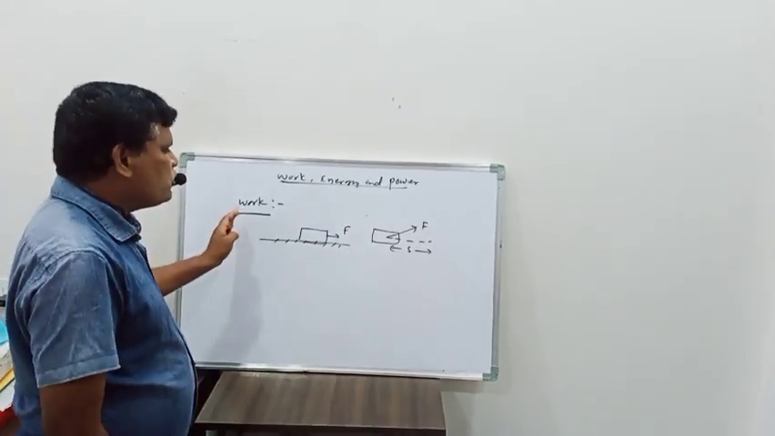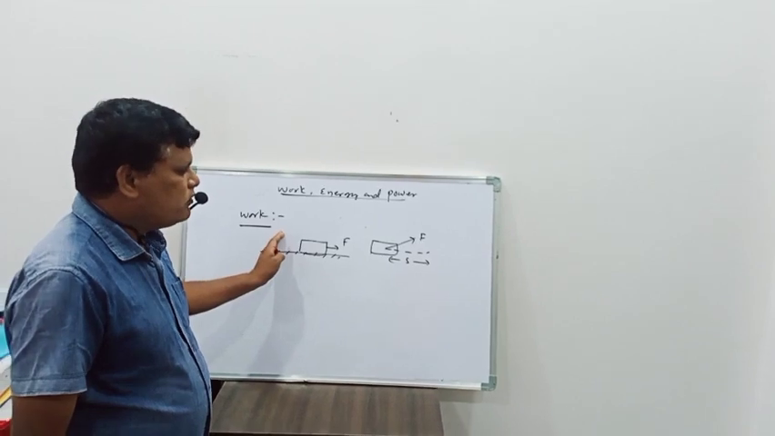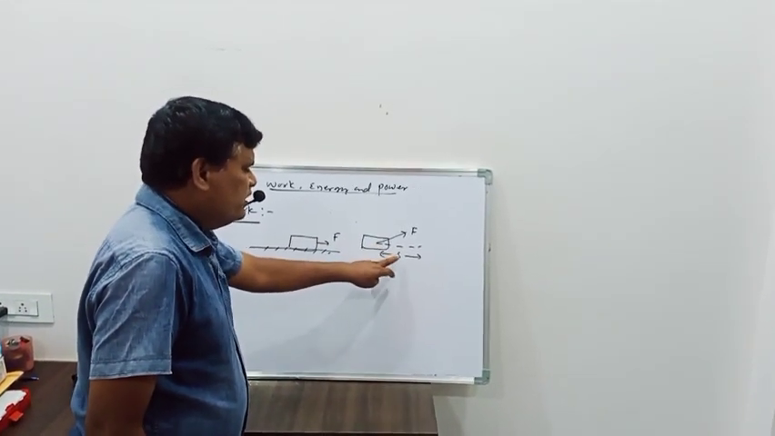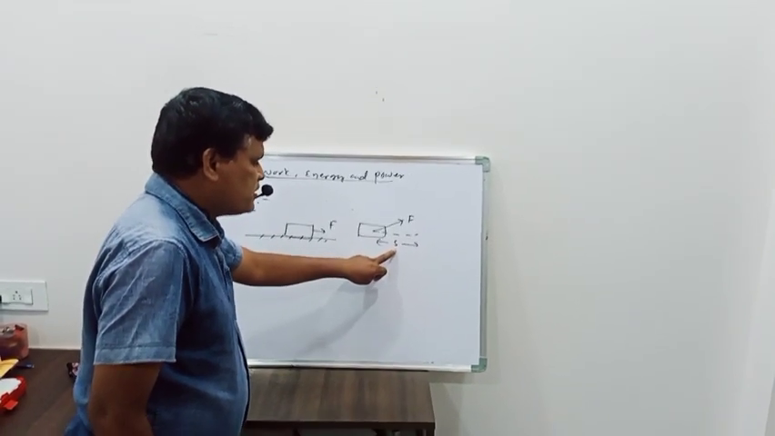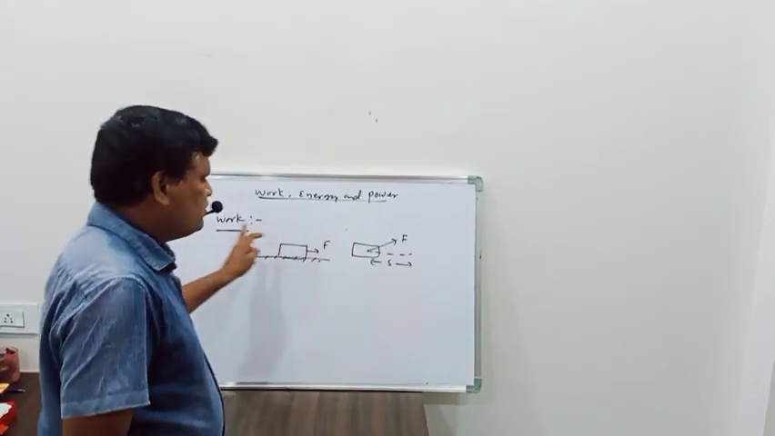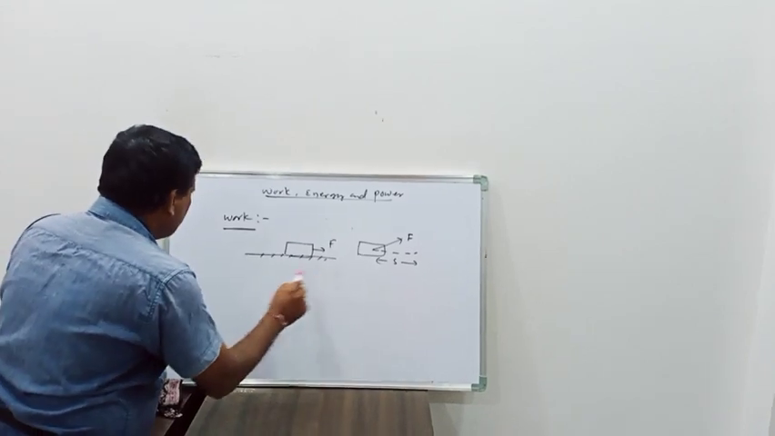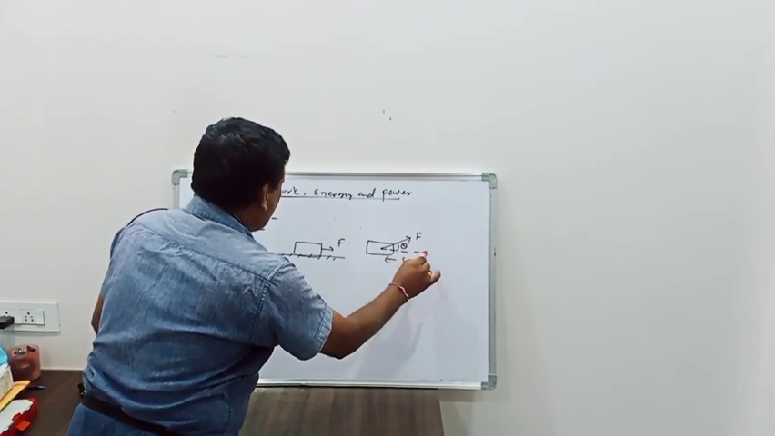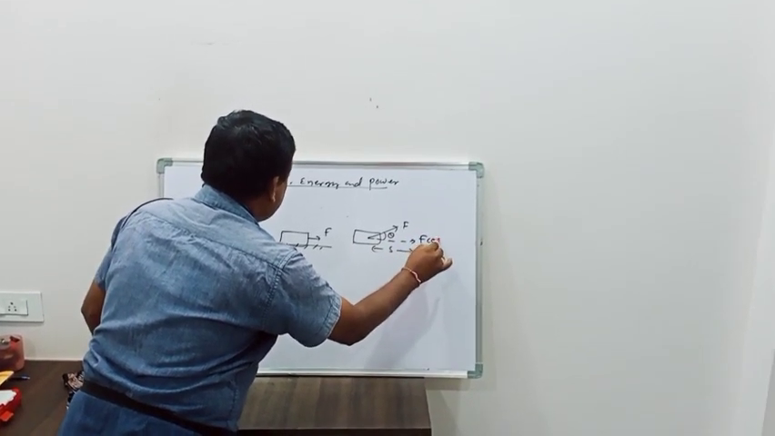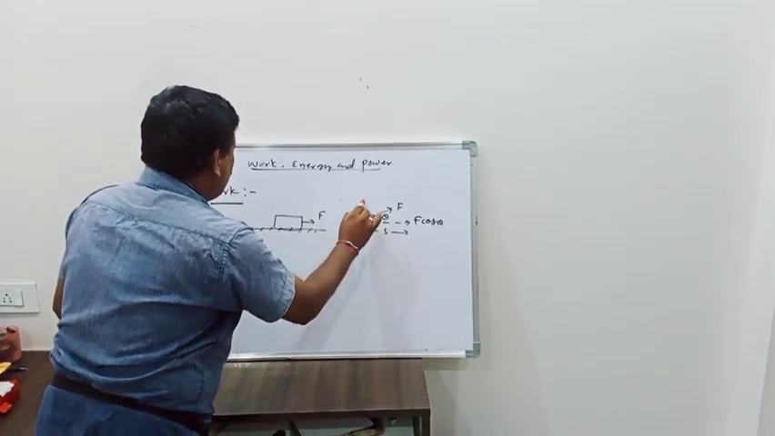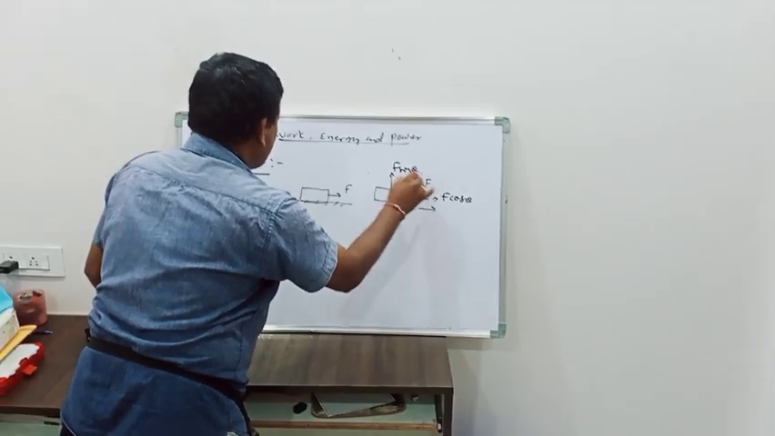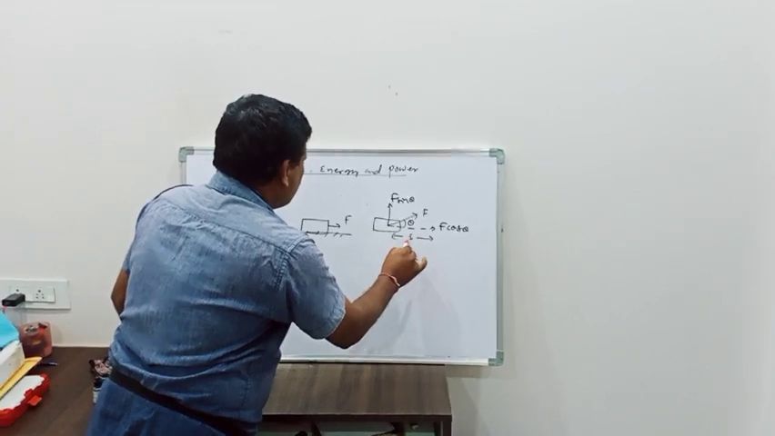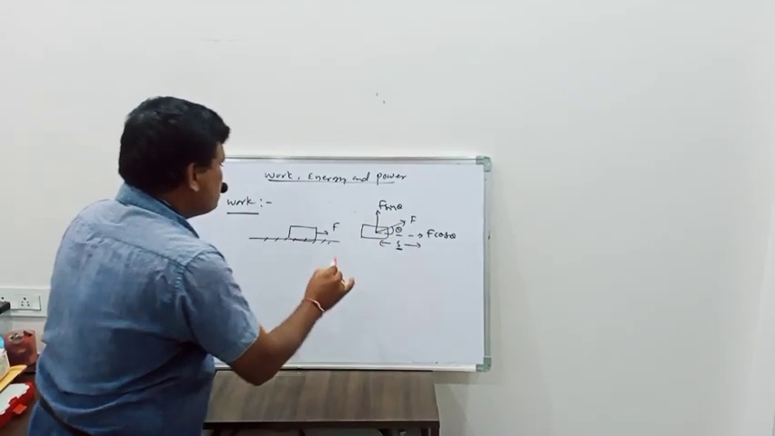Now I am giving the definition. Work is done if a force is acting on a body, and it displaces through a displacement S. That is called work. Here F is the force acting on this block. F is resolved into two components, F cos theta and F sin theta. The displacement of the body is S.